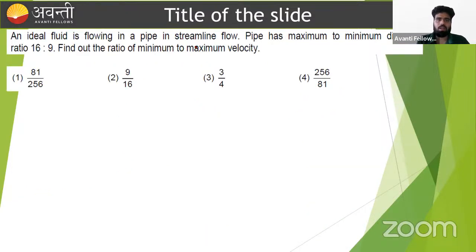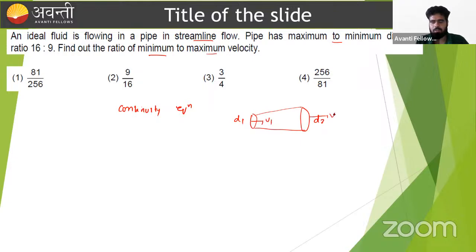The next is again a very easy problem based on the continuity equation. Here the minimum and maximum velocity are given. If we talk about the continuity equation, suppose there is a pipe with water flowing through it, with diameter d1 and diameter d2, and velocity v1 and v2. We know that a1 v1 must be equal to a2 v2, and the area is always written as pi by 4 d square. So this equation can be modified in this manner.